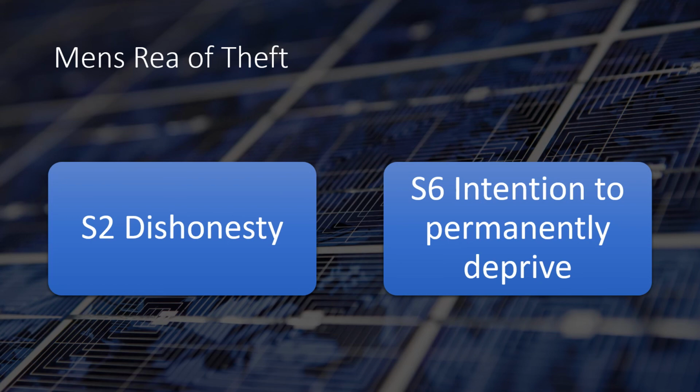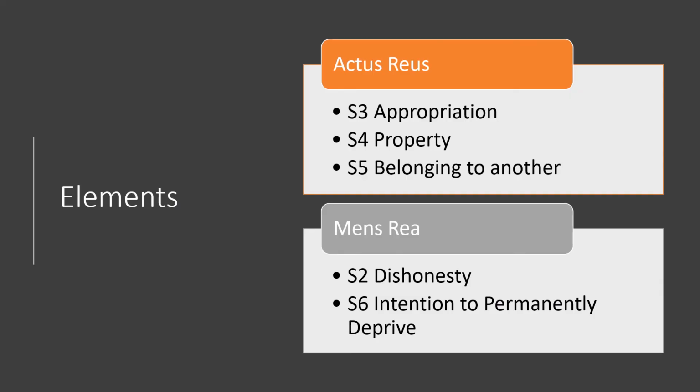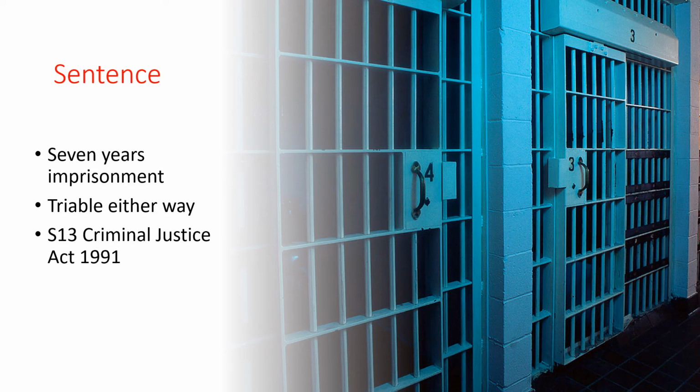So, mens rea of theft: we've dealt with section 2, and we start with section 6. These both need to be proven, and the defendant will be guilty of the offence. So now we've dealt with all actus reus elements and mens rea elements. My advice would be to always explain the law, the definition, first, and do it in this order. And finally, we must conclude in any problem question and in any explanation of the law. And of course, the sentence for this is 7 years imprisonment, and it's a triable either way offence.